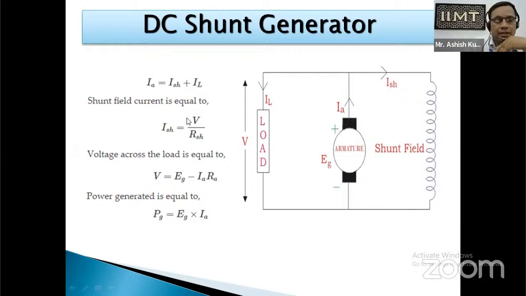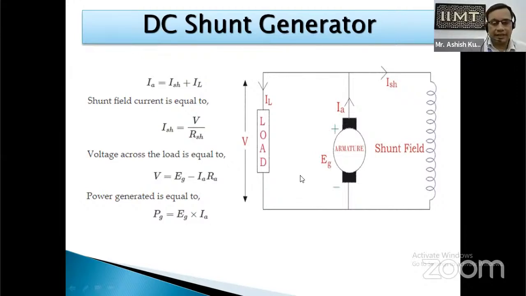As we know, the terminal voltage is constant and the shunt field resistance is constant, so the current drawn by the shunt field winding is always constant. Voltage across the load, V, is equal to the generated EMF minus the voltage drop across the armature winding, that is minus IARA. So the net voltage we can calculate using this formula: Eg minus IARA.